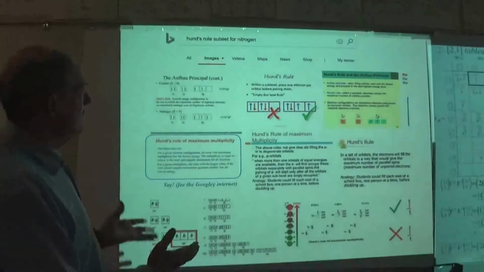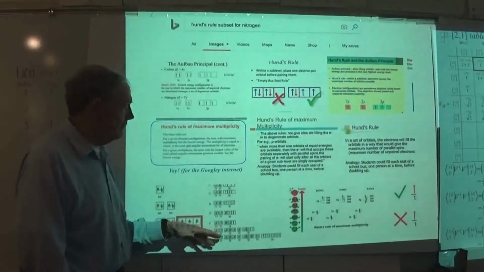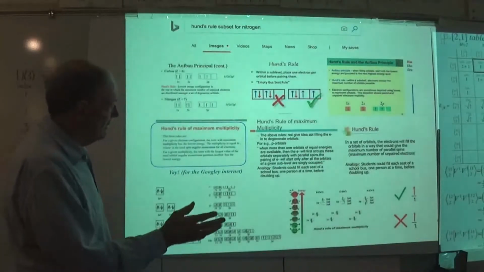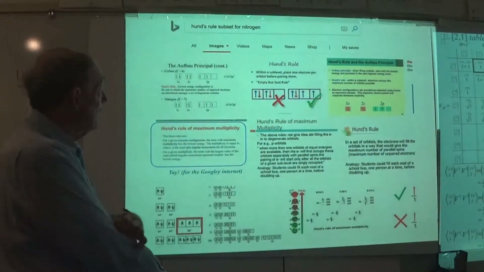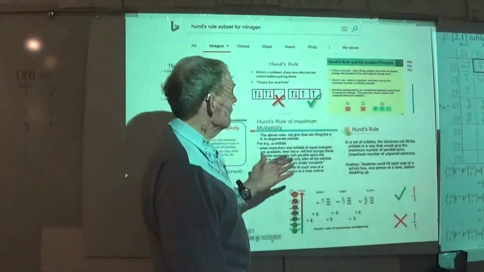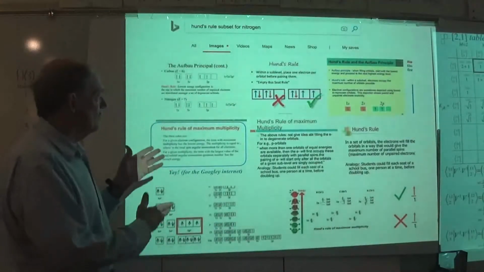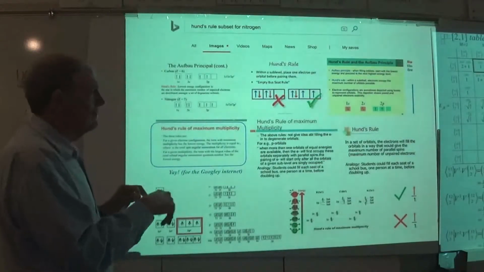Now, what I did was go and look on the Googly to see if I could find any nitrogen things. It looked like they had some Young tableaus there, but those aren't Young tableaus. They're just not anything. They're just boxes to put arrows in. Not anything. But there's a whole bunch of statements of Hund's rule, which is really what we're after here. And it's so fuzzy, you'll have to put on your glasses and look at your computer.